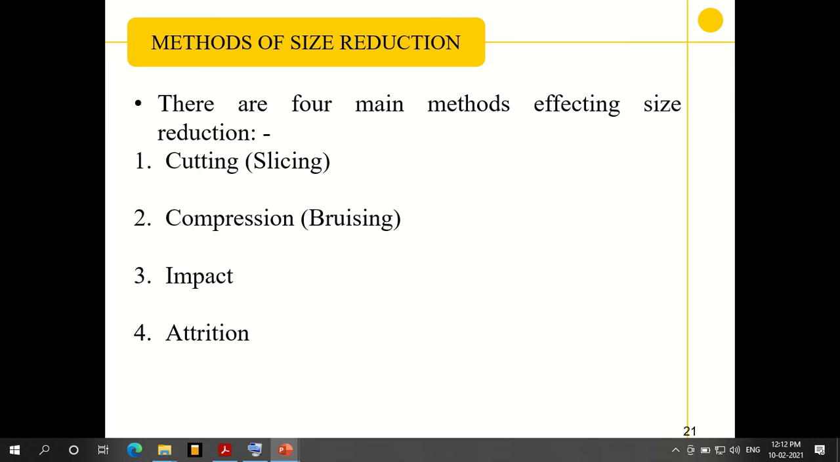So in this class, you have studied the factors that influence size reduction and the mechanism of size reduction. In the next class, we'll see the different equipments used for size reduction. Thank you.